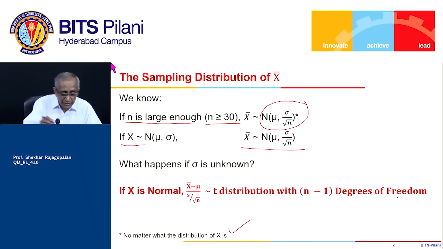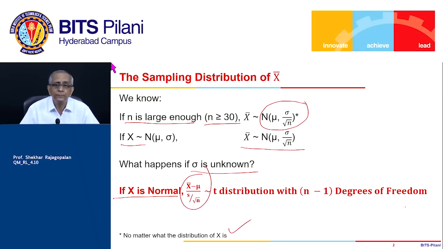We also know that if X itself is normally distributed, then X bar is also normally distributed. Now, in the case when sigma is unknown, and especially when the sample size is small, that is n is less than 30, if we have another condition, which is X is normal, then what Gossett found is that X bar minus mu divided by S by root n is a T distribution with n minus 1 degrees of freedom.